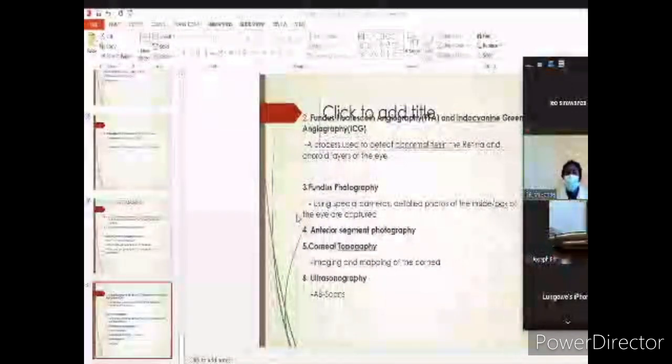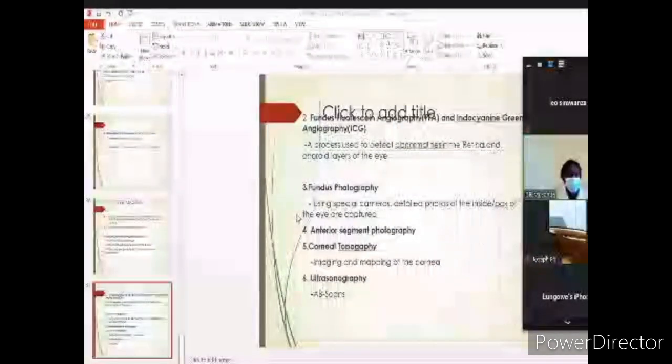So basically, this is what I thought we could share. So we've done imaging, we've done eye movement, and we've done anatomy. Are there any questions at this point?